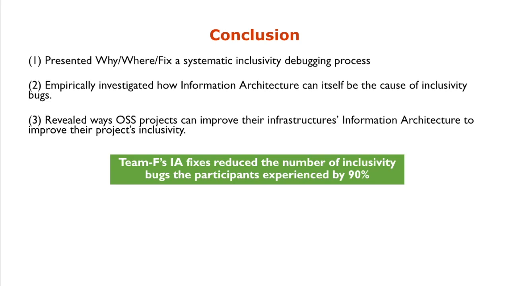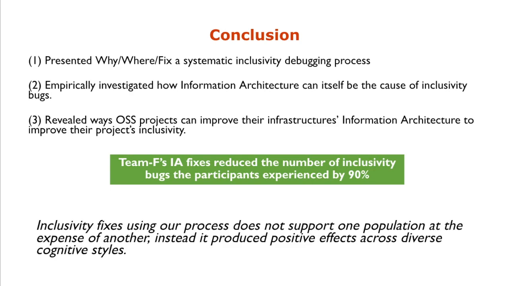These results provide encouraging evidence that the Why Where Fix process provides an effective way to increase the equity and inclusion of information-rich environments like OSS projects. Another takeaway is that the inclusivity fixes used in our process do not support one population at the expense of another. Instead, they produced positive effects across diverse cognitive styles.